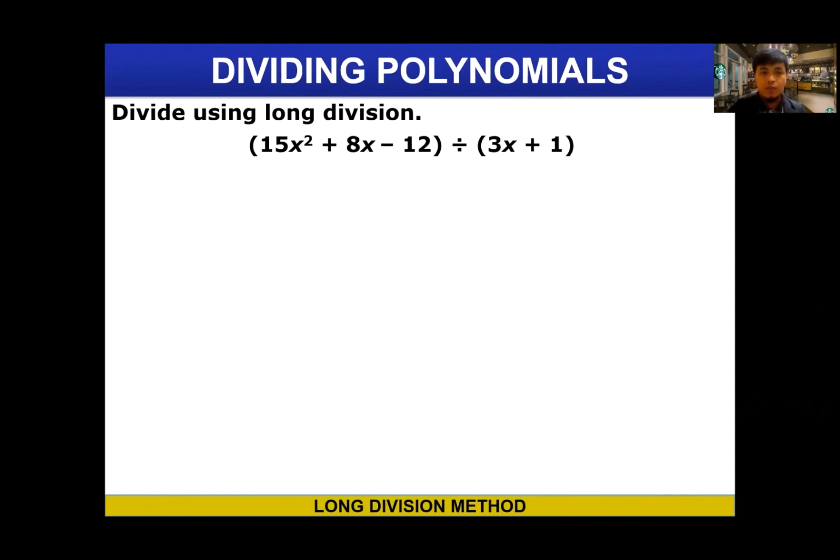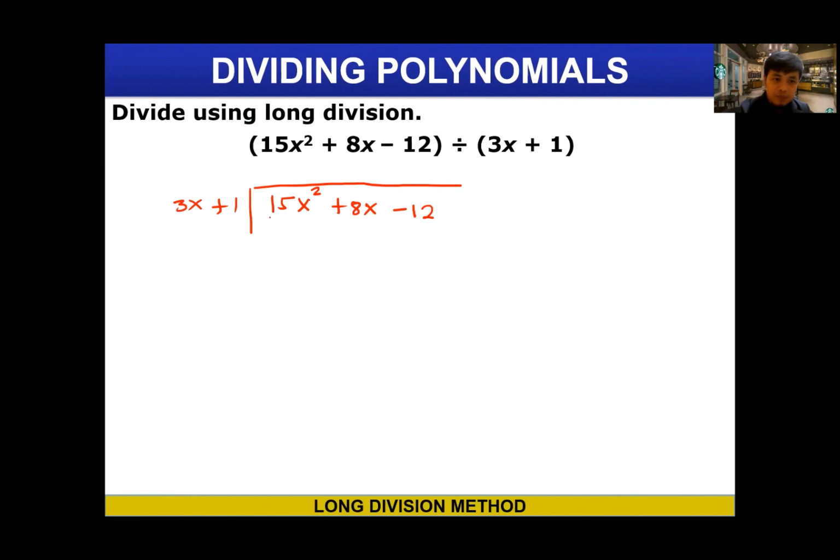Okay, so let's have the third example. Now, on the third example, we have 15x squared plus 8x minus 12 divided by 3x plus 1. So again, let's examine the given if it is arranged in standard form. Yes. So x squared, then 1, and then here constant. Okay, yes. So let's write this one in the setup that we have for division. 15x squared plus 8x minus 12. So we draw the division symbol for a long division. So we have 3x plus 1.